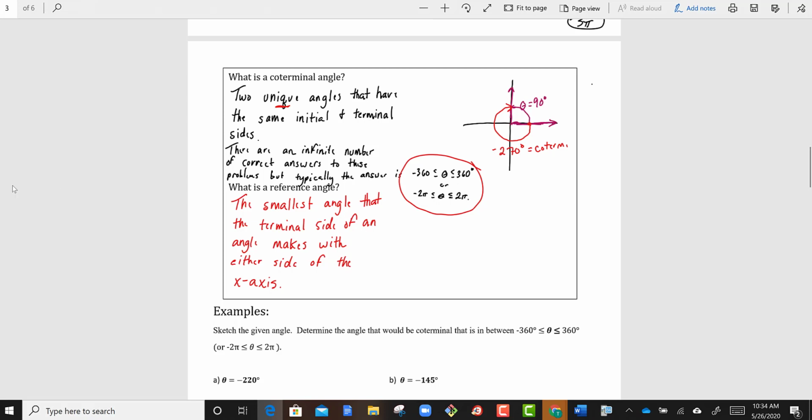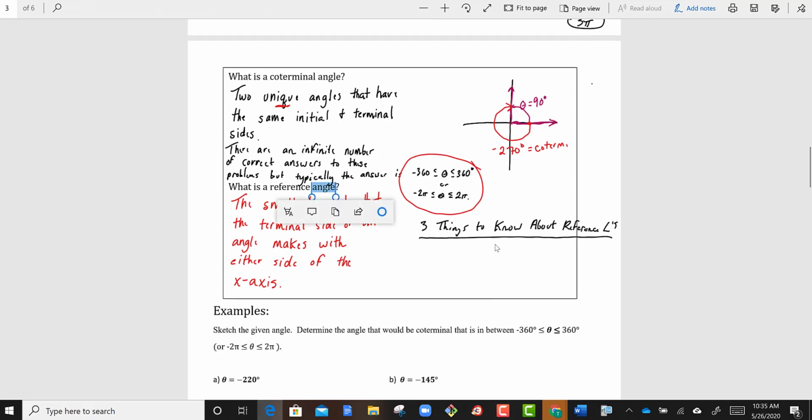And then finally, reference angles. Reference angles are the smallest angle that the terminal side of an angle makes with either side of the x-axis. So we're not going to do an example here just yet, but there's really three things you need to know about reference angles when you're looking for one.